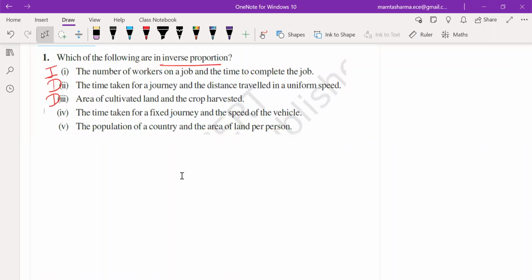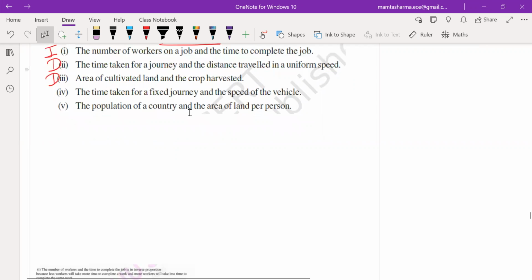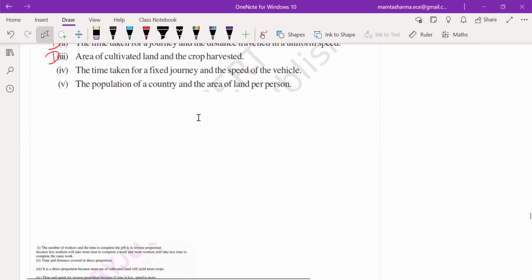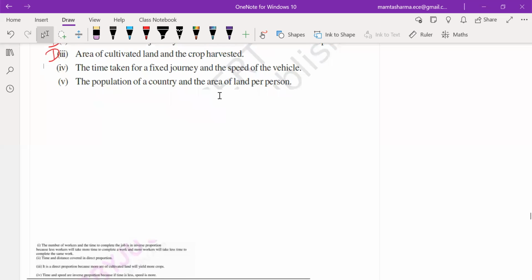The population of a country and the area of land. Ma'am, inversely proportional. Yes. If the population increases, the area of land per person will decrease. Okay.